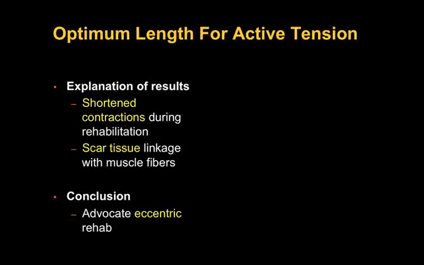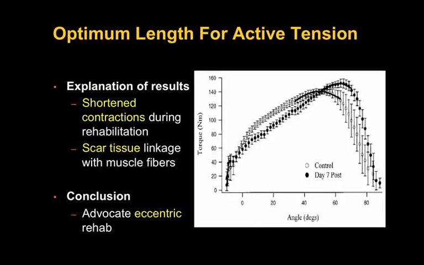And the explanation for this was shorter contractions during rehabilitation and scar tissue linkage during the muscle fibers' recovery, which led to the importance of advocating eccentric rehabilitation, not just concentric rehabilitation and passive stretching. And this was done, eccentric training, and it showed that you could restore peak torque after 7 days of training at a longer, or larger, range of motion, or towards normal, with this sort of eccentric training.